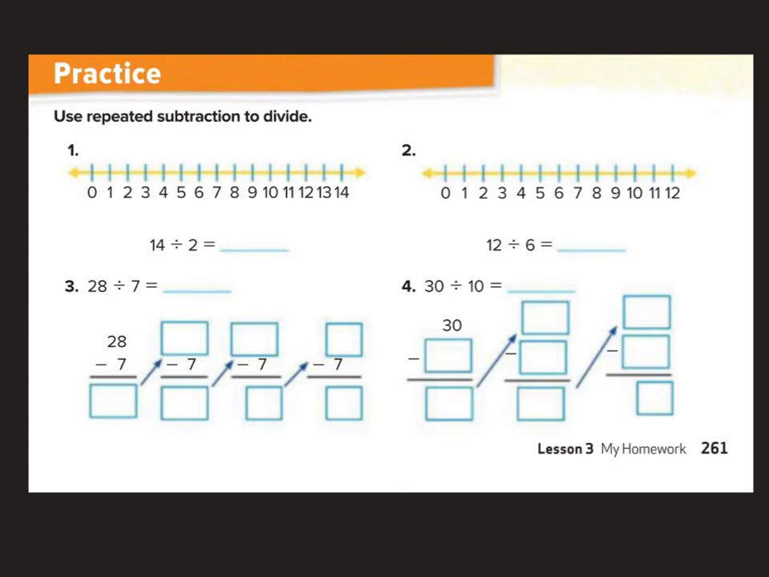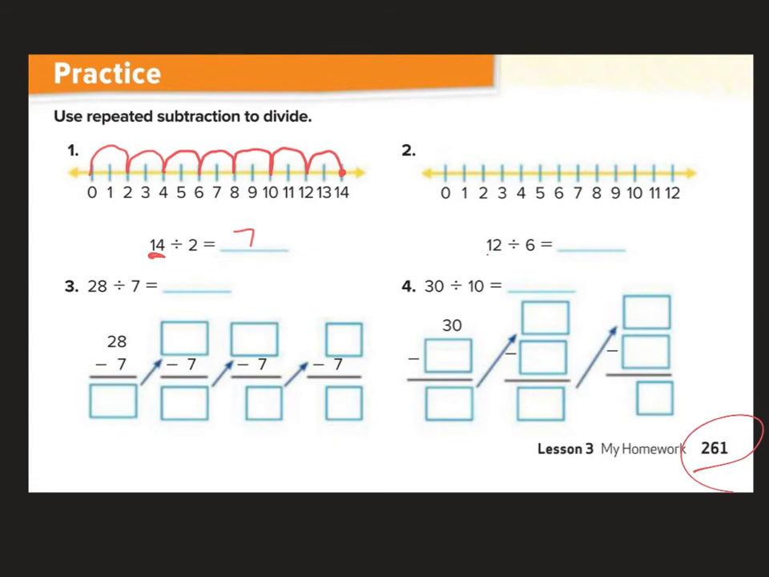Okay, this is our homework, page 261. You can pause the video while you turn. Use repeated subtraction to divide. So I'm going to start at 14 and take away 2 each time. 1, 2, 3, 4, 5, 6, 7. I took away 7 2's. So therefore 14 divided by 2 is 7.